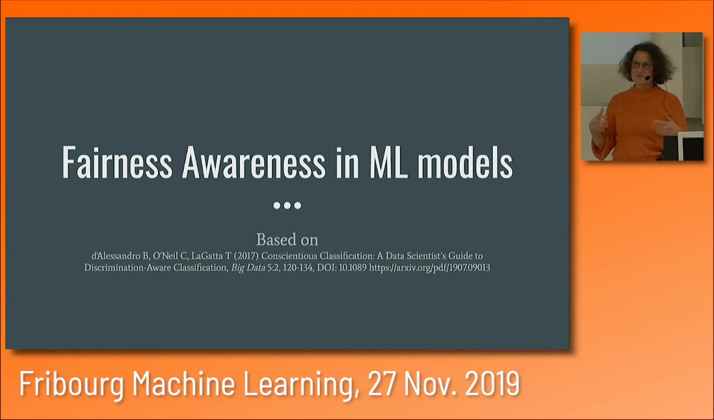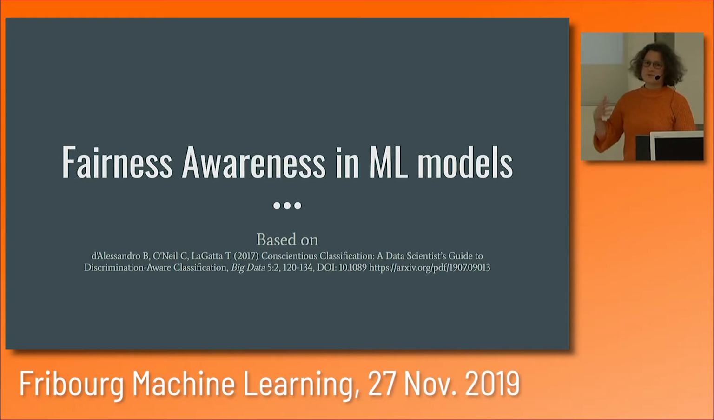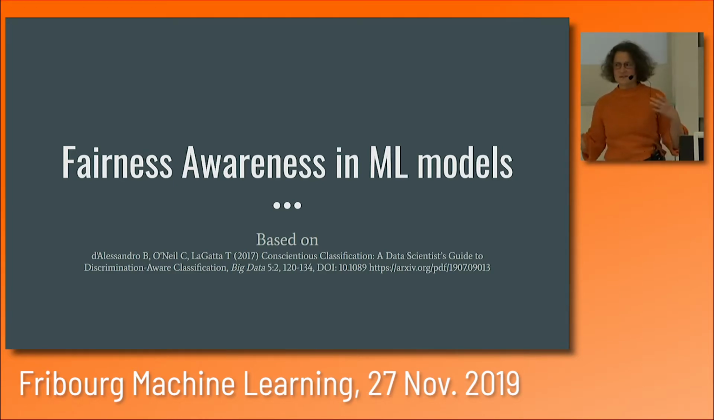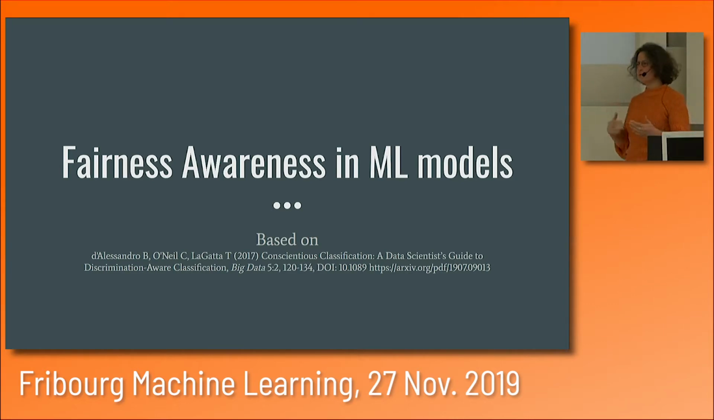I think in machine learning models there is a huge impact on users, especially when you think about classification models. There are issues of fairness and discrimination. So I wanted to talk about that, but I used mostly one article written by D'Alessandro, O'Neill, and Lagata, entitled Consensus Classification, a Data Scientist's Guide to Discrimination-Aware Classification. The idea is they present a model of how to first check whether a model is fair or not, and then they suggest some tools to make it more fair.